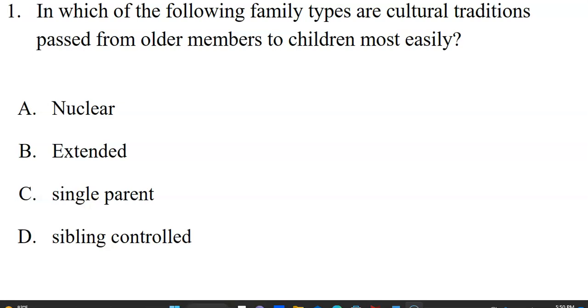Today we are looking at the 2022 CSEC Social Studies paper 1 questions.